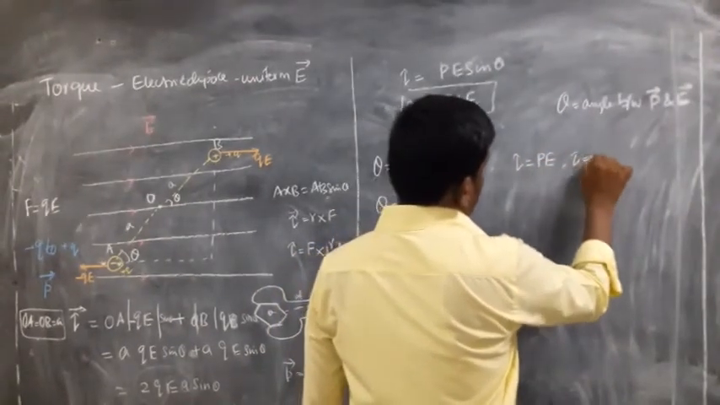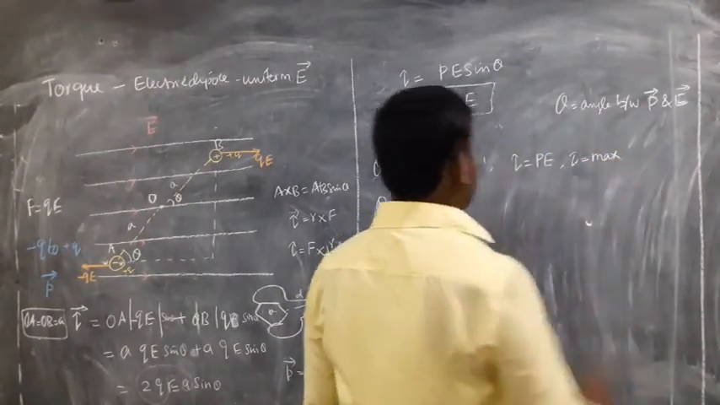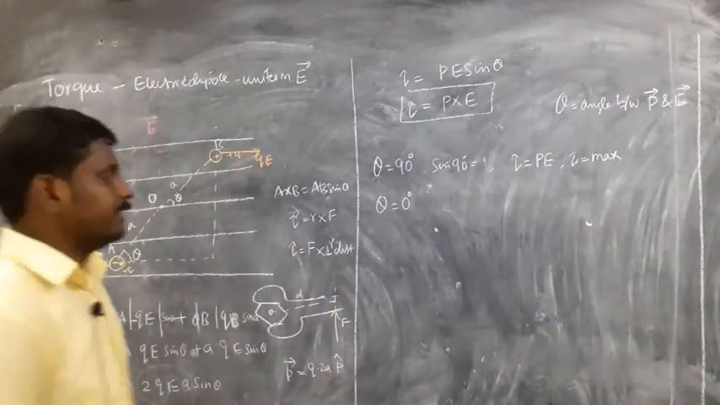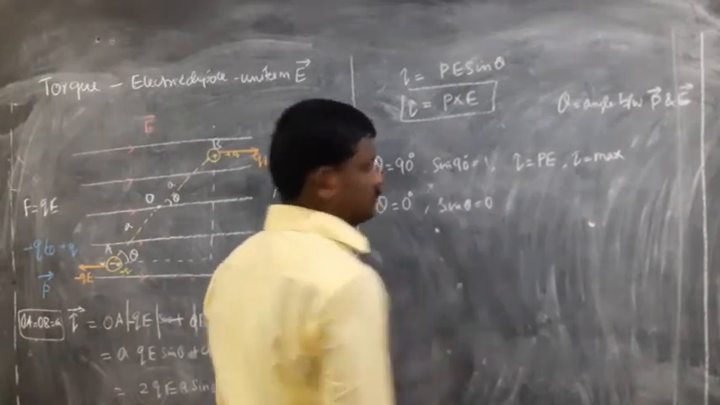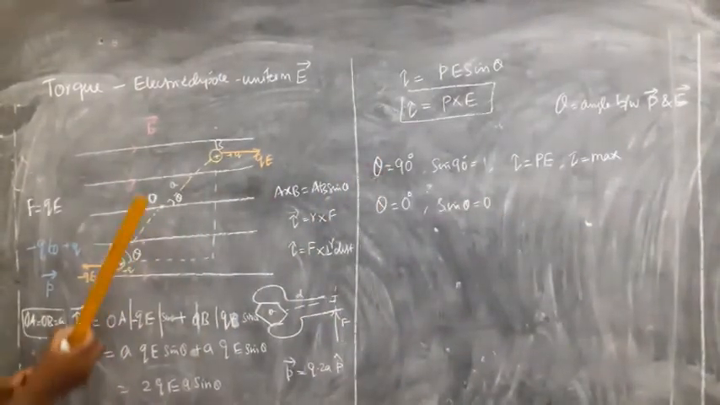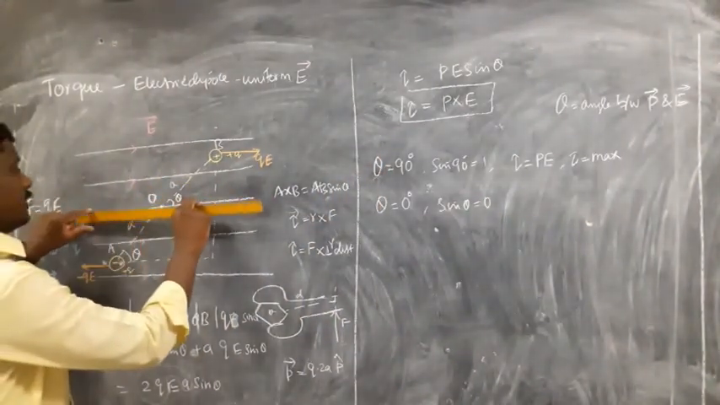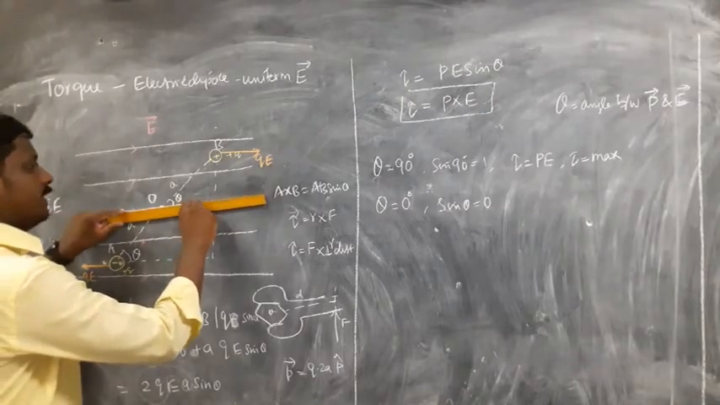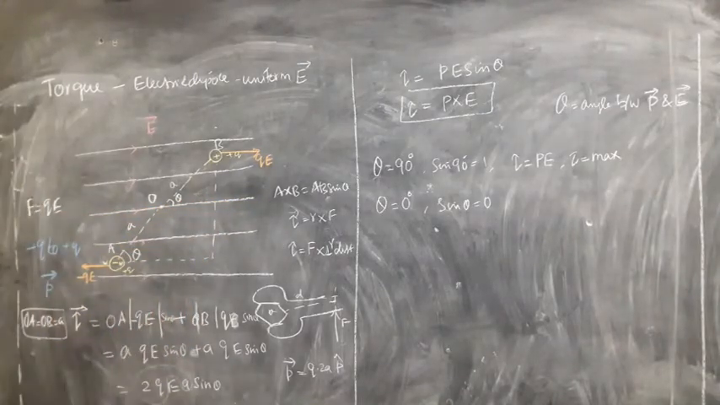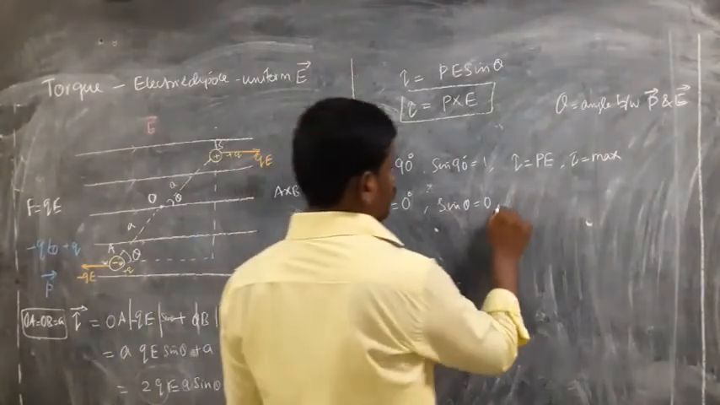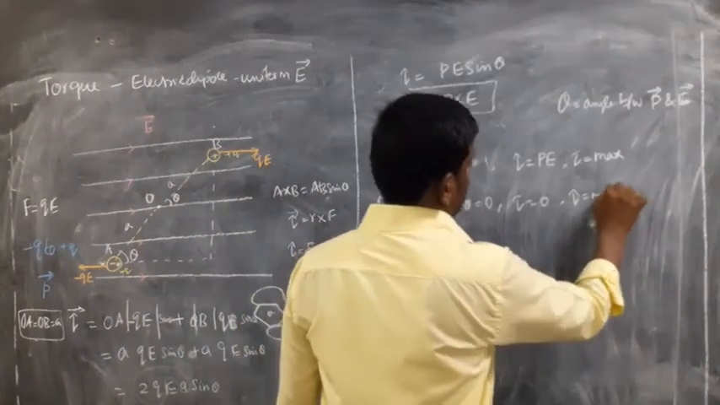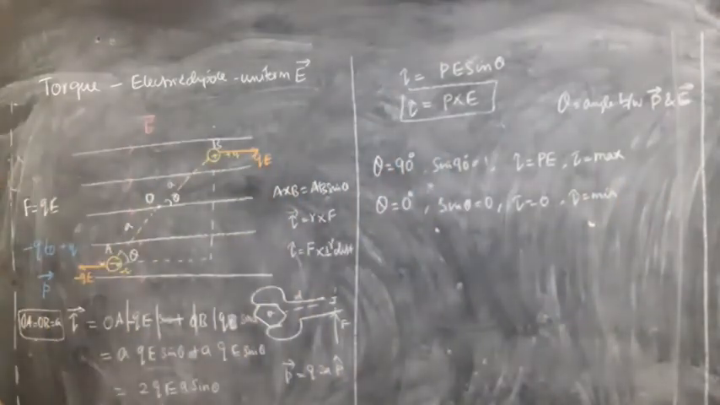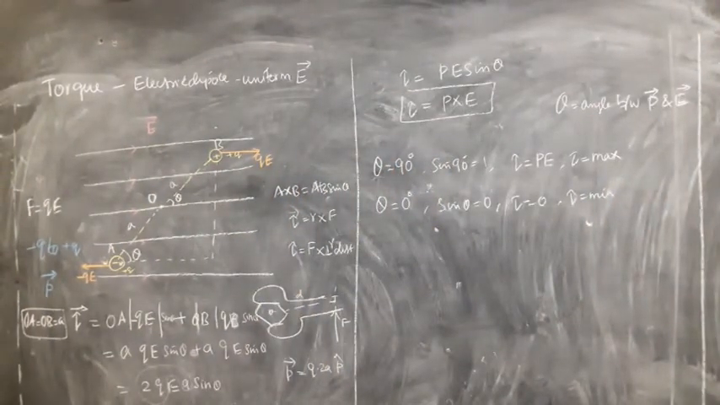So tau is maximum when theta equals 90 degrees, but sin 0 is 0. Consider a dipole: what is the angle between the electric field and the dipole moment? It's 0, aligned with the electric field. So tau is equal to 0. So tau is minimum when theta equals 0 degrees, and when theta equals 90 degrees, tau is maximum.